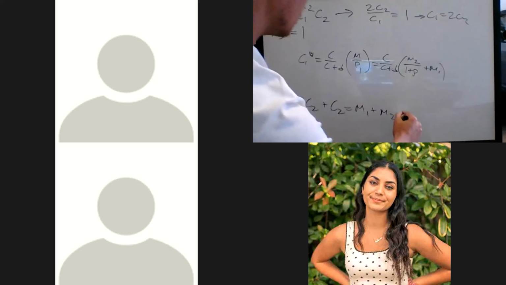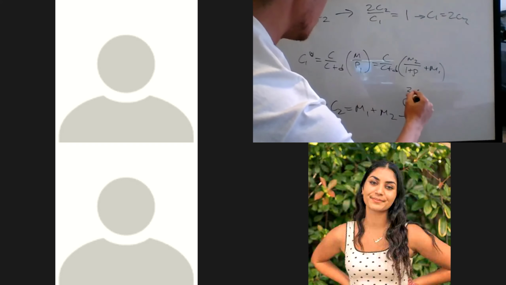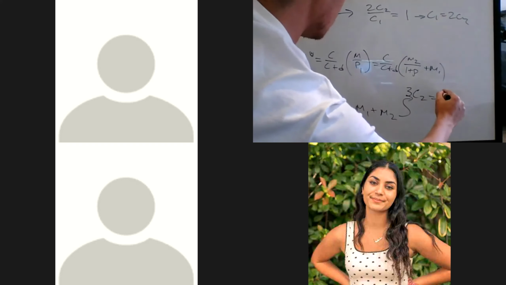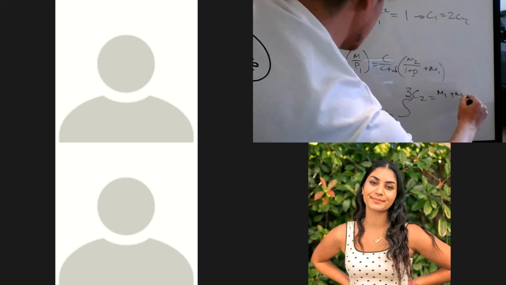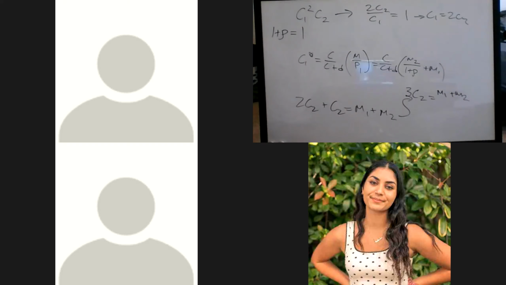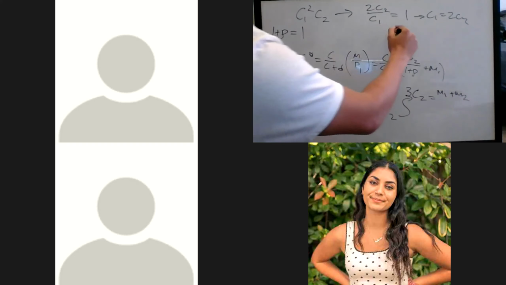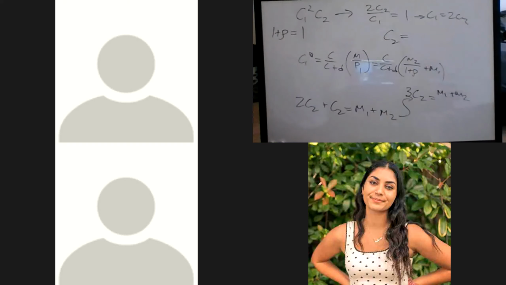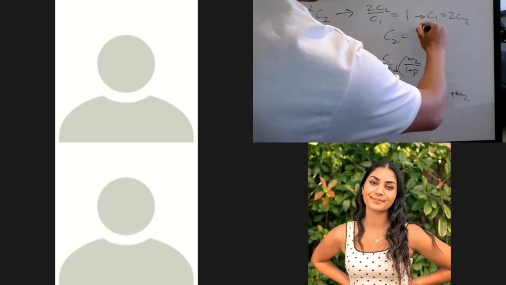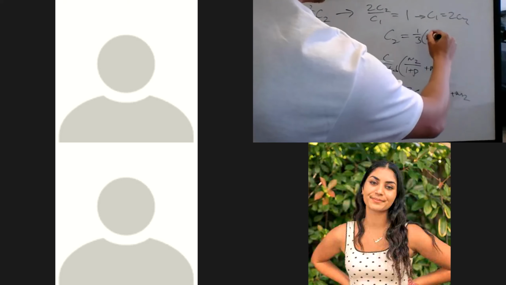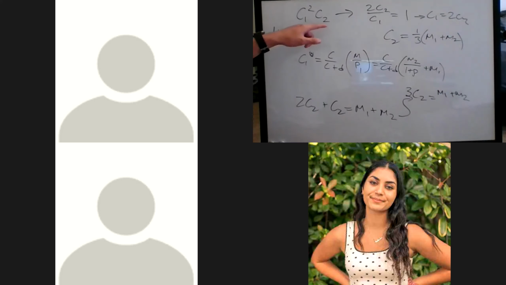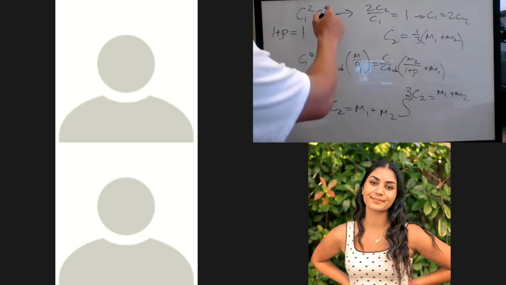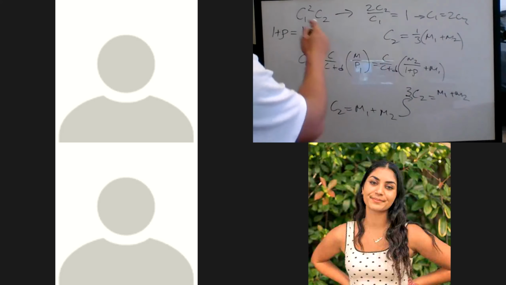And so we get that 3C2 equals M1 plus M2, and so C2 is going to equal 1/3 of M1 plus M2. And so actually, if you look at it, that does add up, right? D is 1, C plus D is 3.